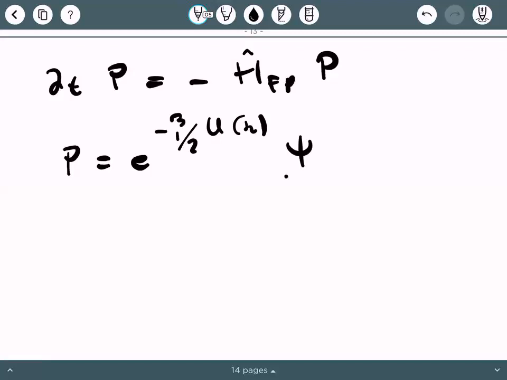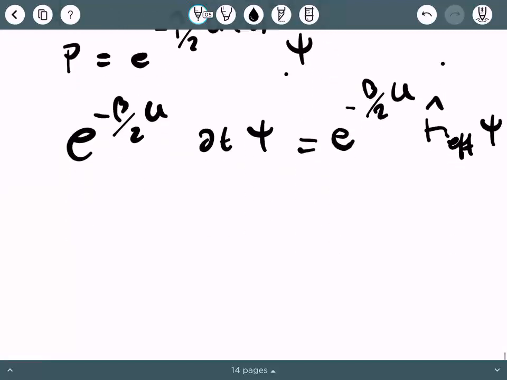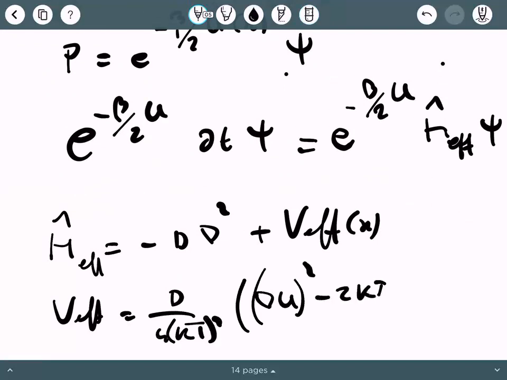So let's do this change of variable. Then of course I get dt, e to the negative beta half u, dt of psi. And now, of course, you can crank the numbers here. But let me assure you that after you crank the numbers, we have already basically done this calculation when we were deriving Fokker-Planck from the path integral representation, going into the quantum mechanical picture and exploiting the fact that the Feynman propagator in imaginary time was obeying the Schrödinger equation. So you will not be surprised that this is the effective Hamiltonian times psi, where the effective Hamiltonian is negative D Laplacian plus the effective potential, and the effective potential was this famous D over 4 kT squared gradient squared of u, negative 2 kT Laplacian of u.